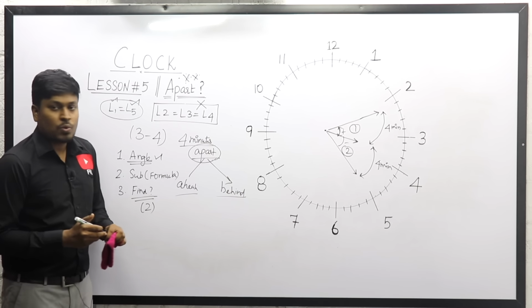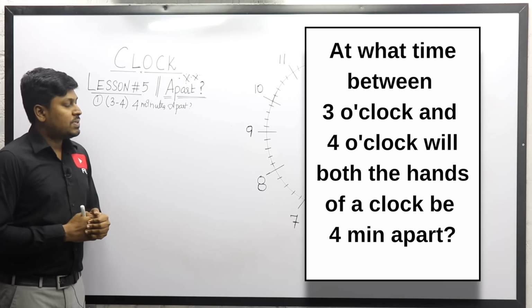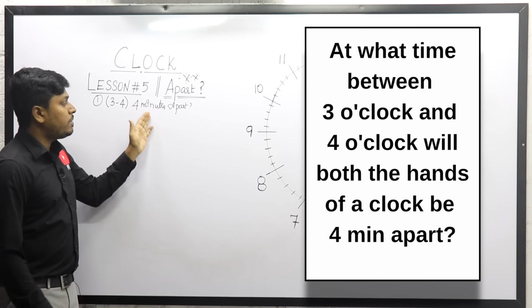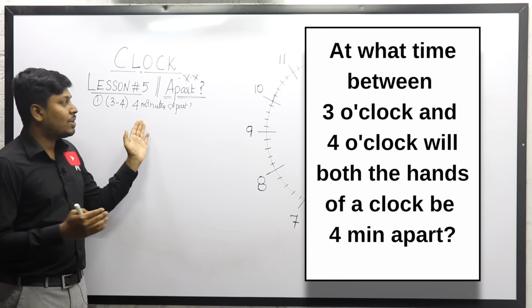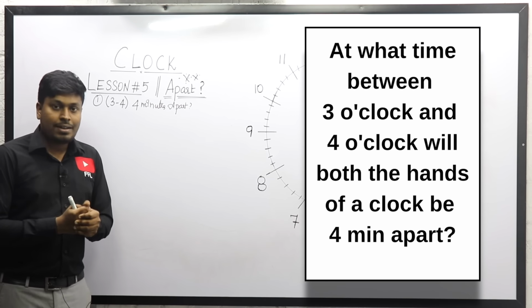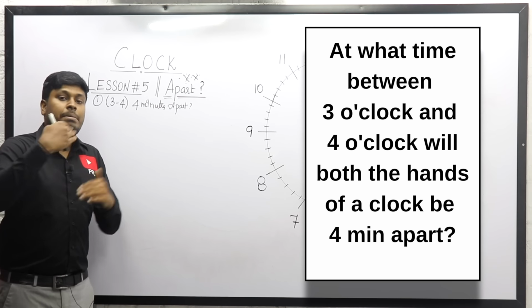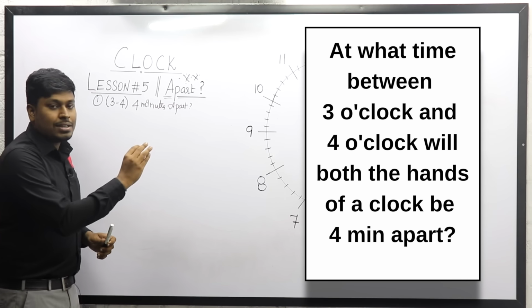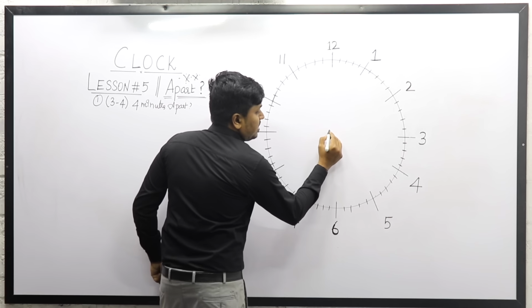So now let me move on to all three questions. Question number 1. At what time between 3 o'clock and 4 o'clock will the hands of the clock be 4 minutes apart? Our target is to find at what time the hands of the clock will be 4 minutes apart. Again I am saying they have given the word apart. So apart means either the minute hand can be behind or the minute hand can be ahead. There are two possibles. So first draw the diagram. It is not needed, but anyway try to draw the diagram. So just see here, between 3 to 4, right?